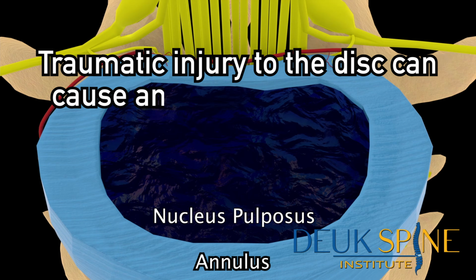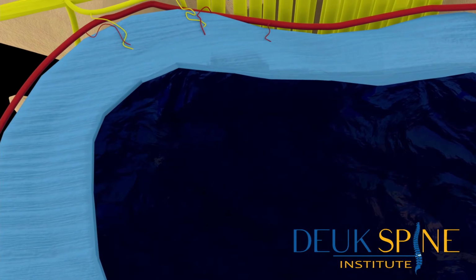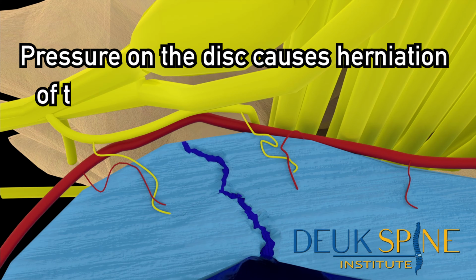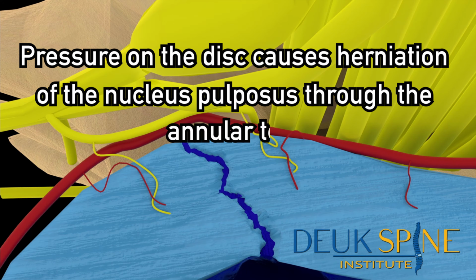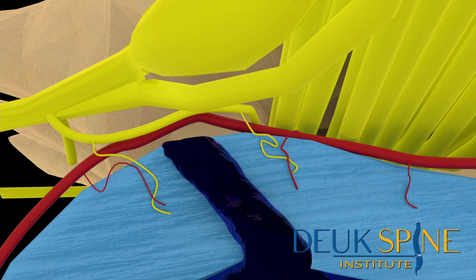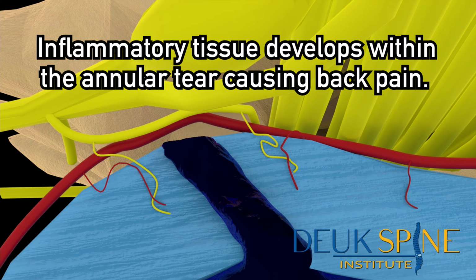Traumatic injury to the disc can cause annular tears to form. Pressure on the disc causes herniation of the nucleus pulposus through the annular tear. Inflammatory tissues develop within the annular tear, causing back pain.